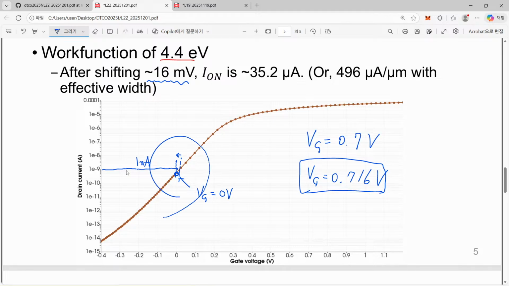In this case logarithmic, and in this case linear. So anyway, if we take this corrected on current under the given off current constraint, now we have 35.2 microamp. Or if we normalize it with effective width 71 nanometer, then we have values of about 500 microamp per micrometer.